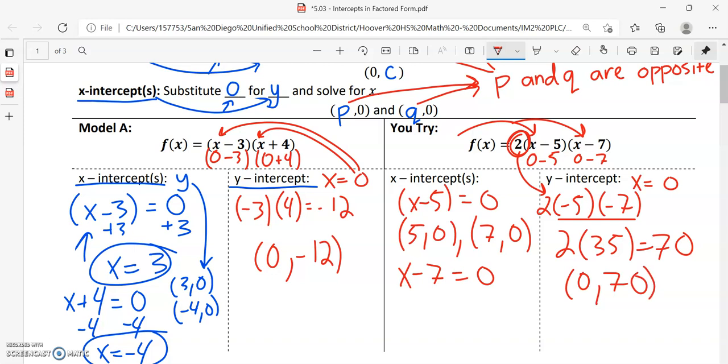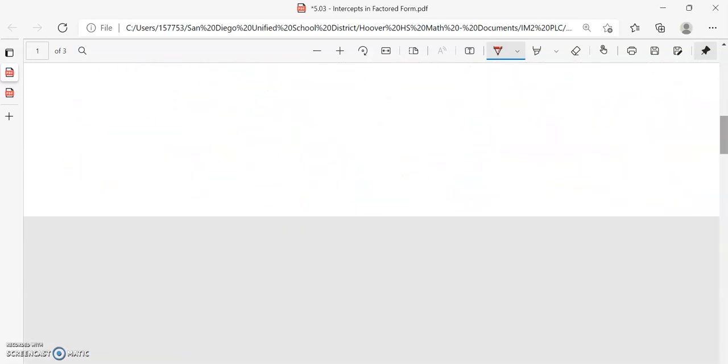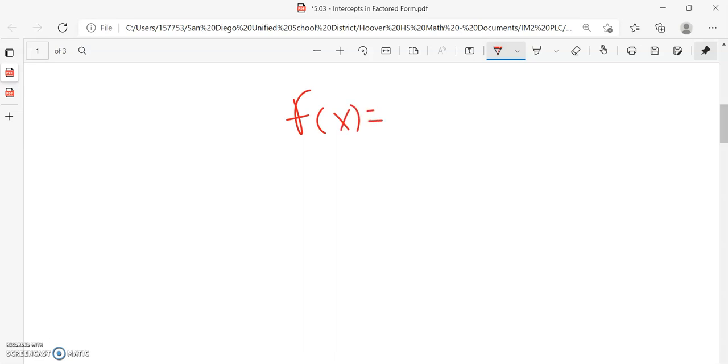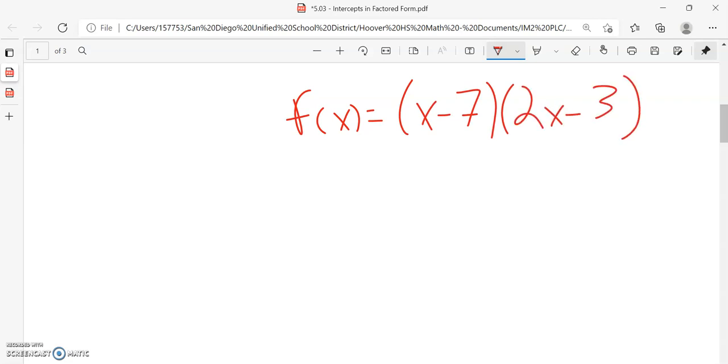I want to make sure we talk about one thing real fast. Some of you might be recognizing that when we look at our x-intercepts, we're just taking the opposite number. So x minus 5 means that we get positive 5. x minus 7 means that we get positive 7. That's sort of true. Let's say I have an equation that looks like this: x minus 7 times 2x minus 3. Using that logic we just did, what is going to be the x-intercept here? Well, the additive inverse of negative 7 is positive 7. So you have (7, 0).